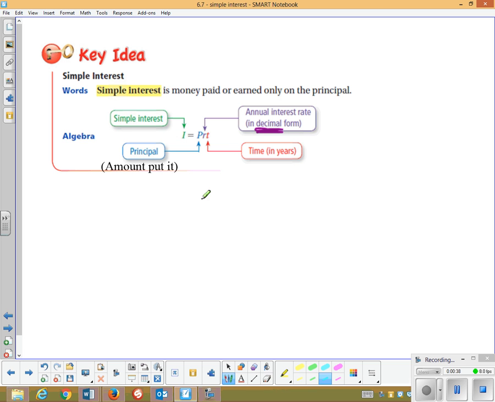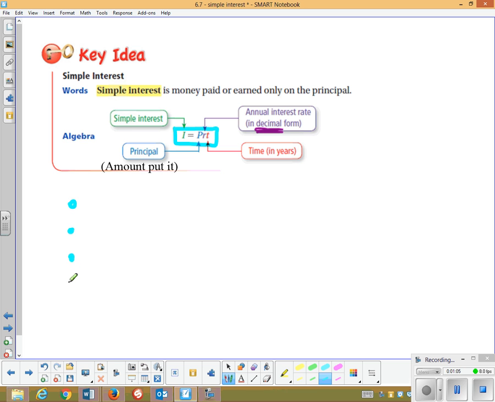Now, interest is either a good thing or a bad thing. If you borrow money, interest would be bad. But if you're saving money, interest would be good. And to solve for the amount of interest, we can use the following formula right here. So go ahead and write this down. Make sure you also write down the following words. I'll have you write exactly what I have in blue right here.